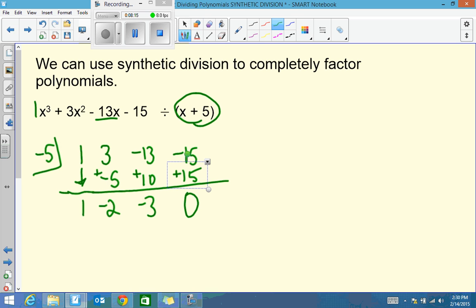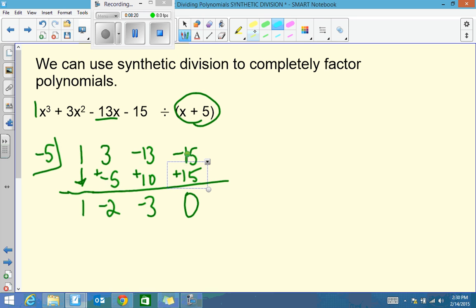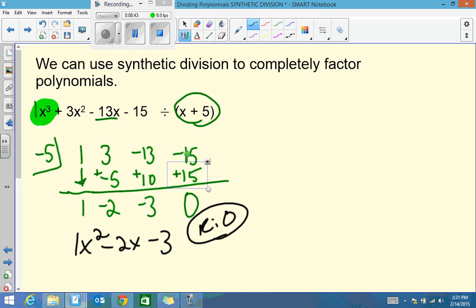So now when we create our answer, again, we started with x to the third. So our answer will be 1 less degree. So it will be x to the second. So we bring down our 1x to the second and then decreasing degrees from there, minus 2x minus 3, and a remainder of 0.